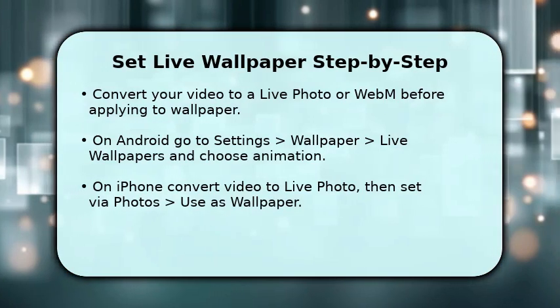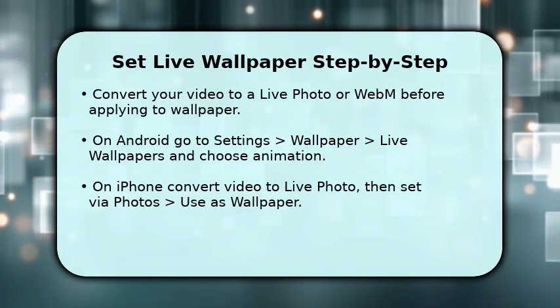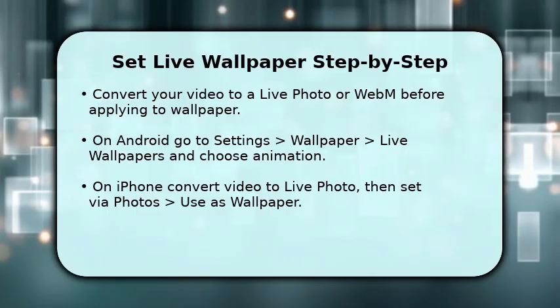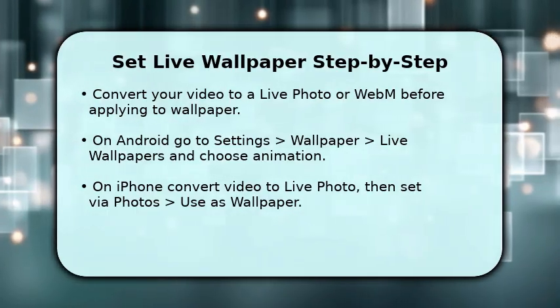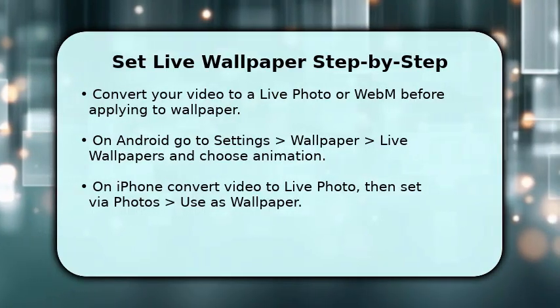Prepare the animation by trimming it to 15 seconds and exporting as live photo or WebM. On Android, open Settings then Wallpaper, select Live Wallpapers, and pick your converted file. Tap Apply or Set Wallpaper to assign it to home, lock, or both screens.